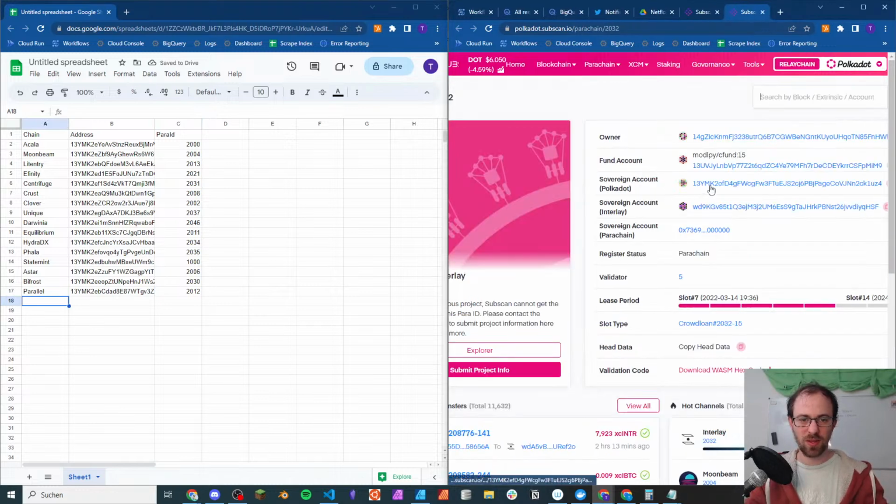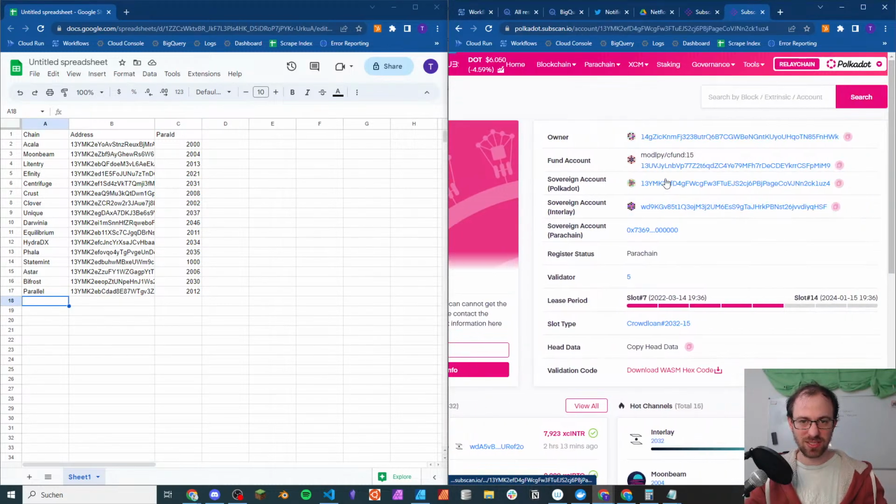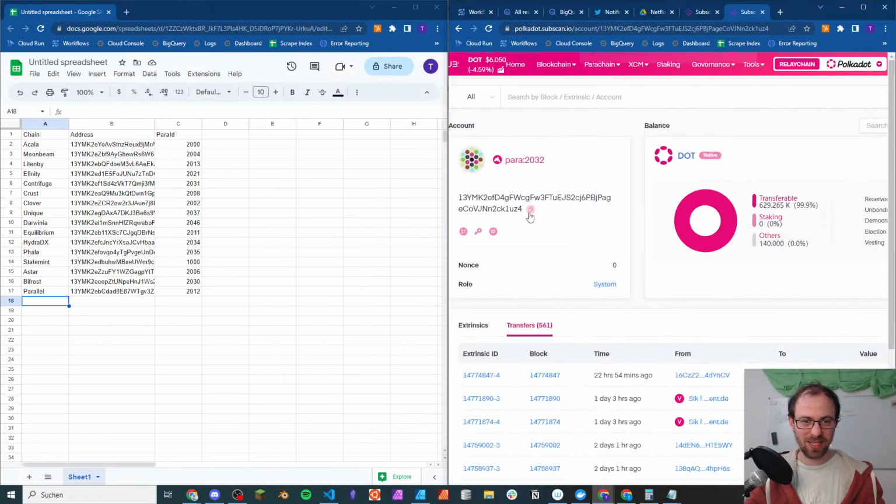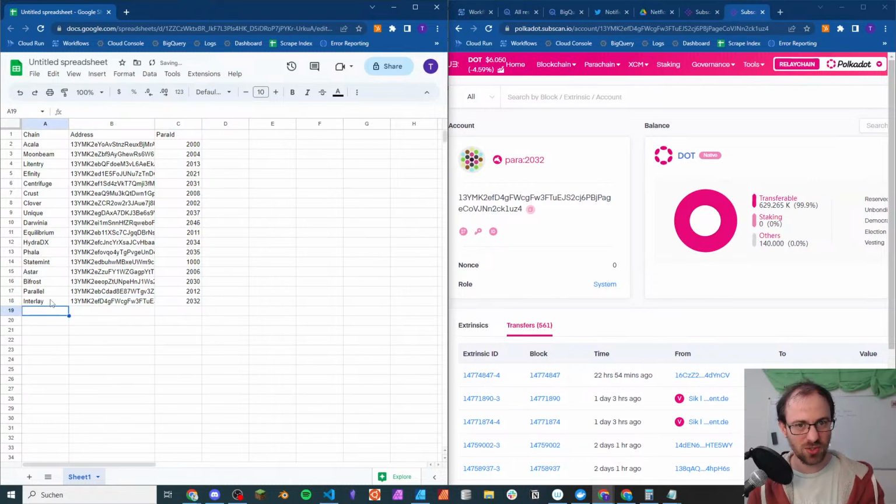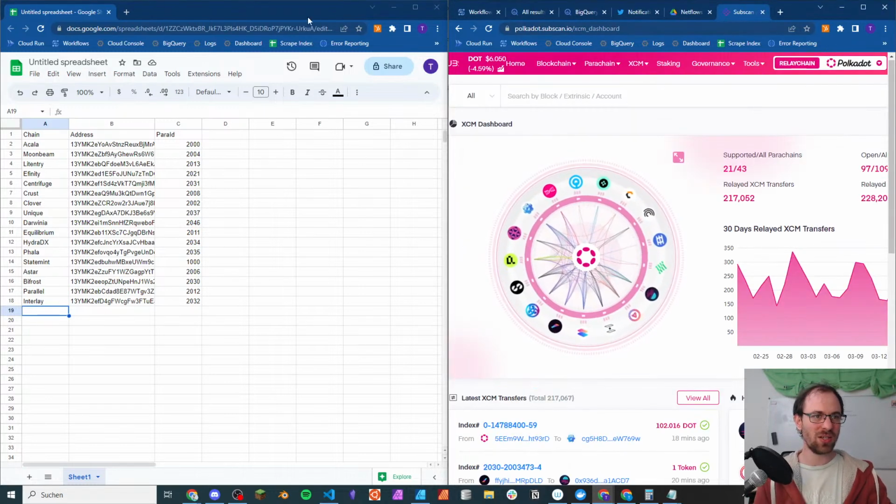Almost done. Interlay, yeah, of course, Interlay. Interlay made a very big move yesterday. So it's not yet on Interlay, but it's on Kintsugi. They are launching a DeFi hub, a Bitcoin DeFi hub. So if you haven't seen that, you should definitely check that out. And these are all the addresses.